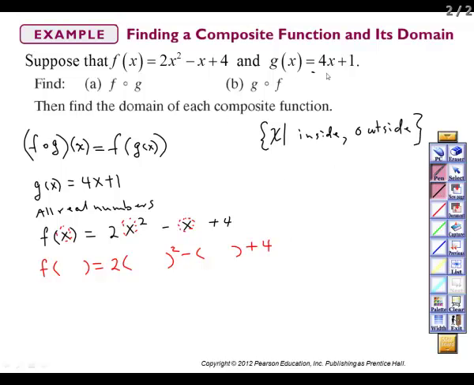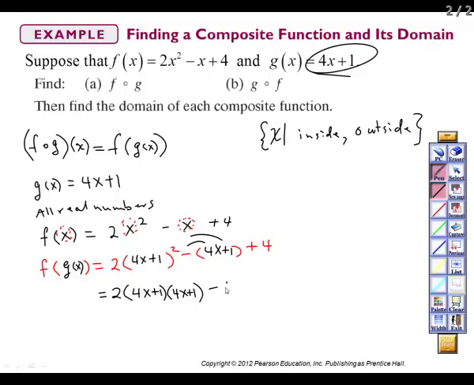Now we're going to put the g of x in there. So here's g of x, and so we're going to put the 4x plus 1 in there. In order of operations, this square comes before multiplying. This will basically be 4 times 4x plus 1 times 4x plus 1. And then here we can distribute this negative. And so it's negative 4x minus 1 plus 4.